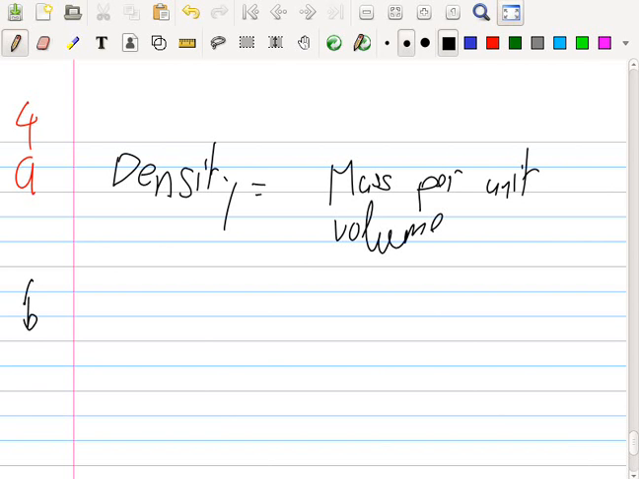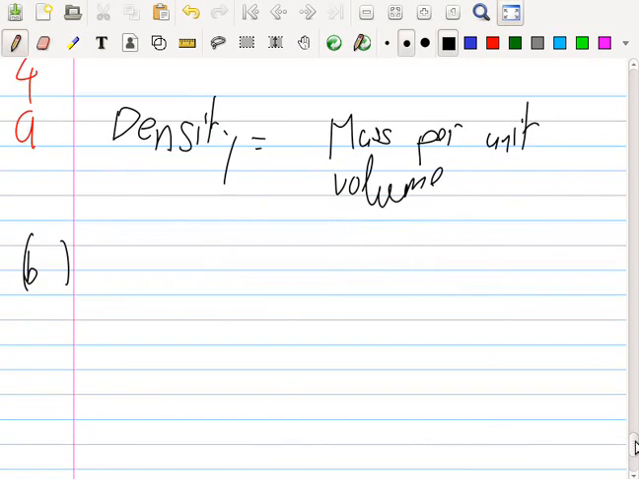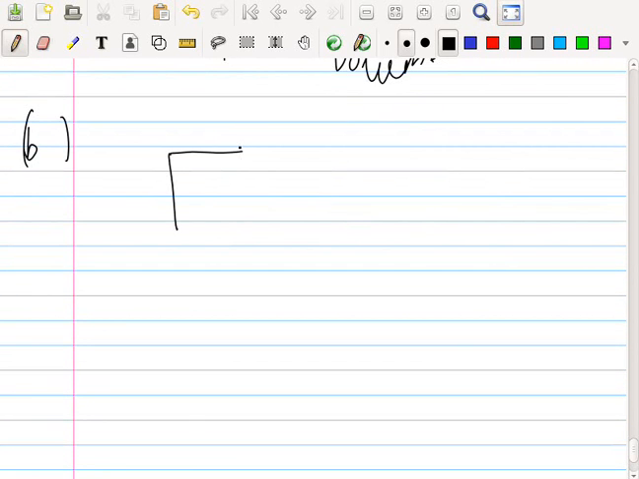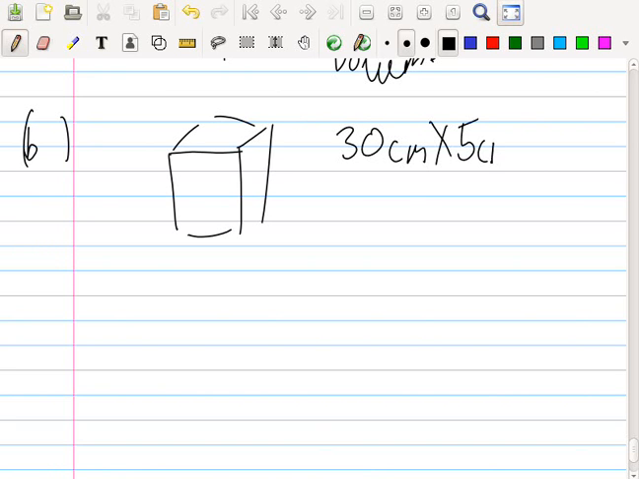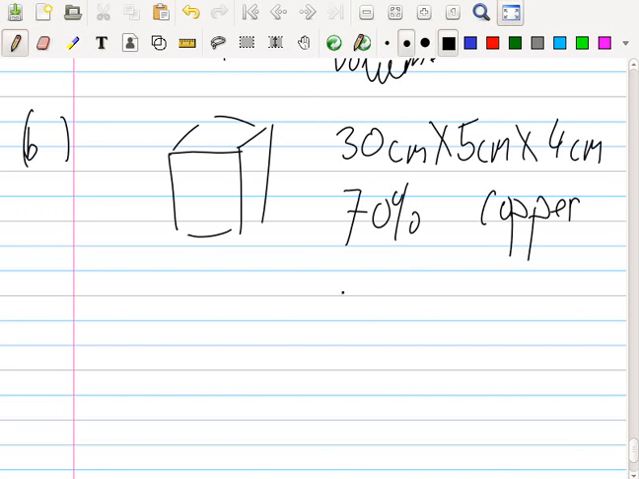Okay. B. A block of brass is 30 centimeters by 5 centimeters by 4 centimeters and is 70% copper and it's 30% zinc. And the question is, get the volume, the mass of copper, the mass of zinc, and the density.